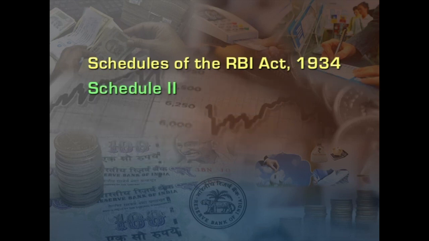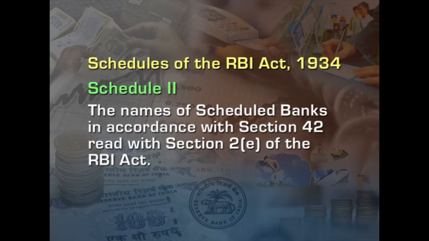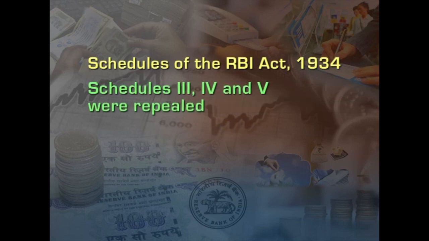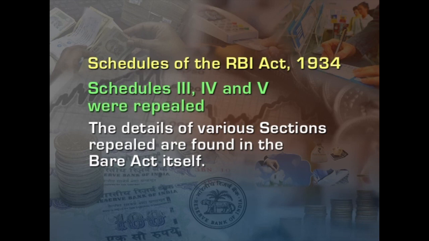Schedule 2 contains the names of scheduled banks in accordance with Section 42 read with Section 2E of the RBI Act. The Schedules 3, 4 and 5 were repealed. The details of various sections repealed are found in the bare Act itself. The further details in depth on the functions and powers of the RBI are discussed in the foregoing lessons.